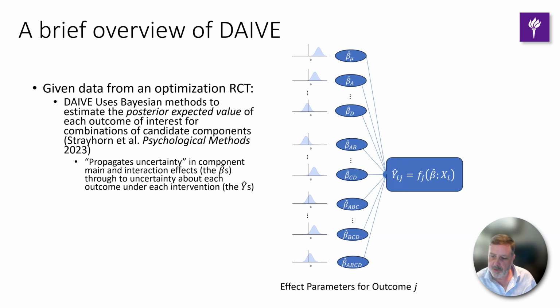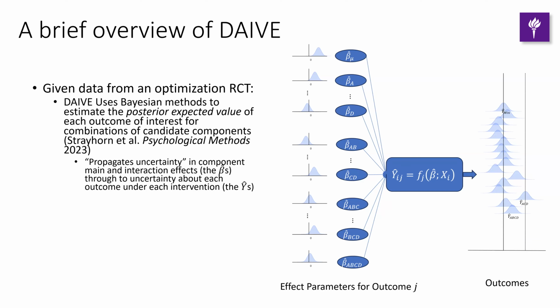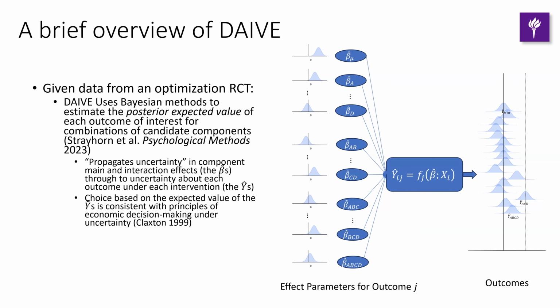they are translated through a likelihood function, the function of how the observed outcomes are related to those effect parameters, into uncertainty about the overall outcomes. In this case, I've drawn a purely hypothetical situation where perhaps the best performing combination of interventions is not the full treatment package with all A, B, C, D components set to on, but rather one where B is left off. Choosing which intervention to put forward as optimal based on the expected values of Y hat is consistent with the principles of economic decision-making under uncertainty.